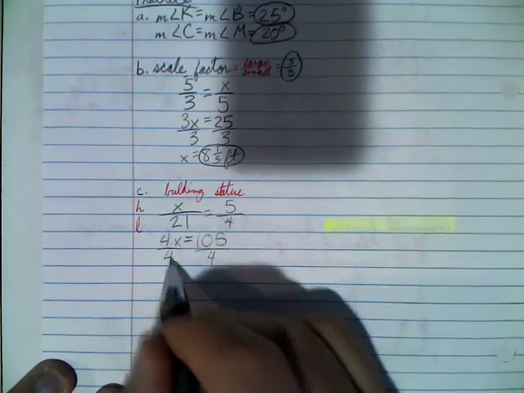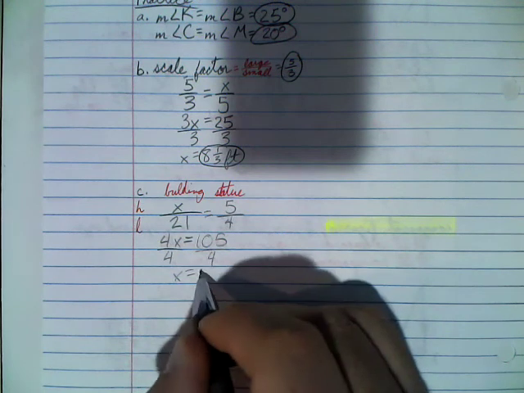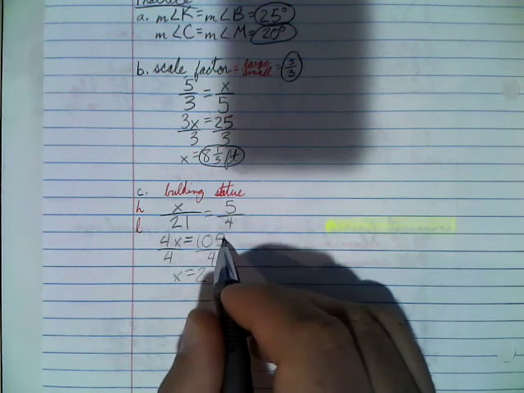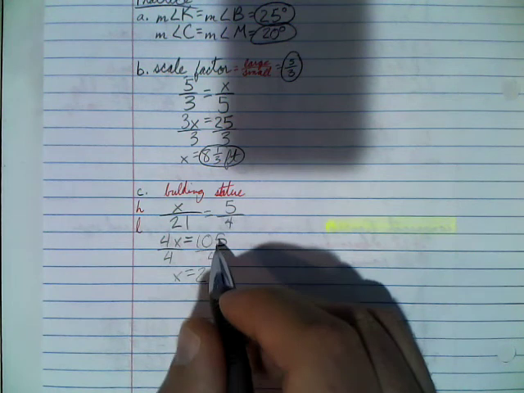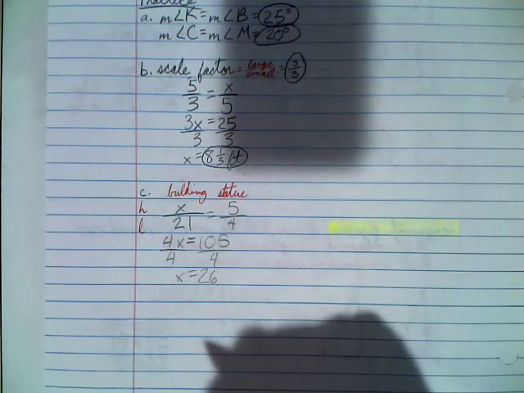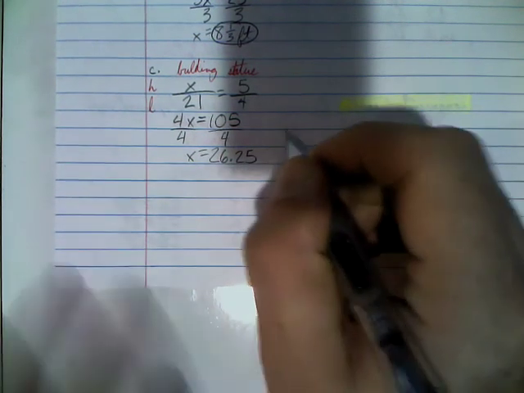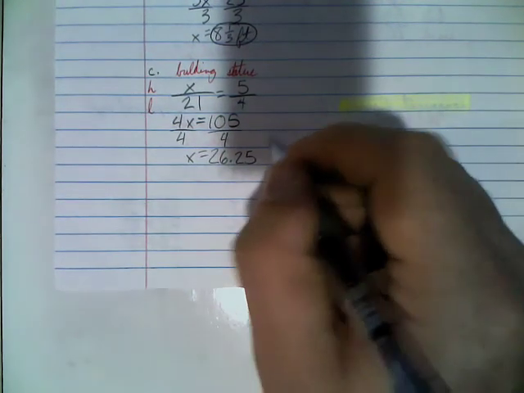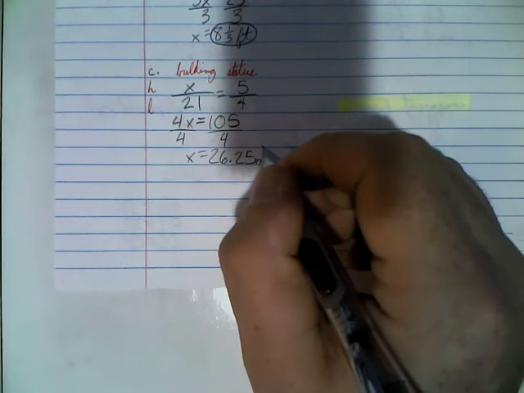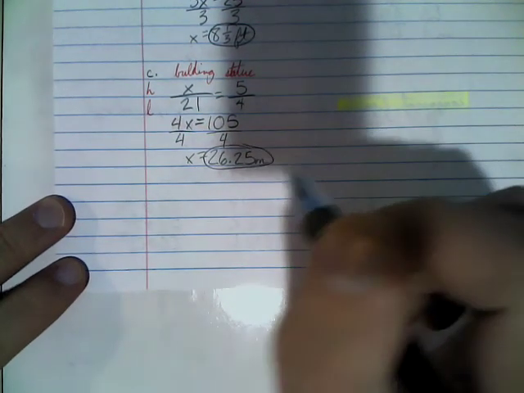Divide both sides by 4. Therefore, x must equal, and 4 goes into 10 2 times with 2 left over. 4 goes into 25 6 times with 1 left over, and of course 1 left over when they're fourths would be 25 and meters at the end here. So I'll circle my answer.